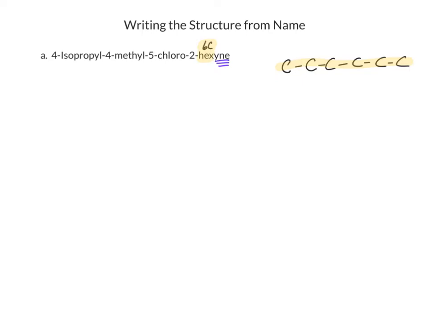Now I'm going to place my triple bond. And where does it go? Well, you see the number just in front of it, that 2, tells us that we put it on carbon number 2. Now you can pick going forward or backwards. I tend to pick in the forward direction just because it's easier for me to think in the forward direction.